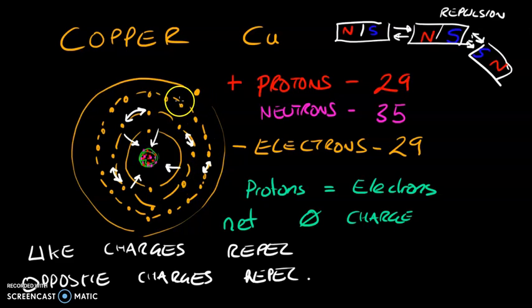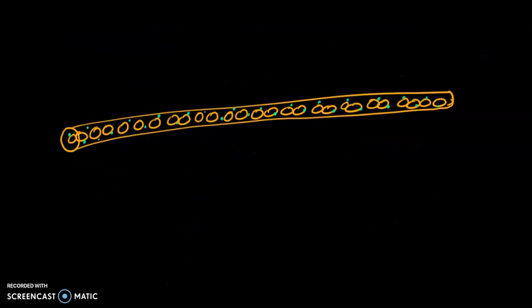Apart from this one on the outside. It's a long way from the middle, so the attraction there is quite small, and it's also got lots of other electrons around, so they're all pushing it away, which means it's quite easy for that to be dislodged by a force. Okay, let's go back to here, and let's imagine we apply a force.